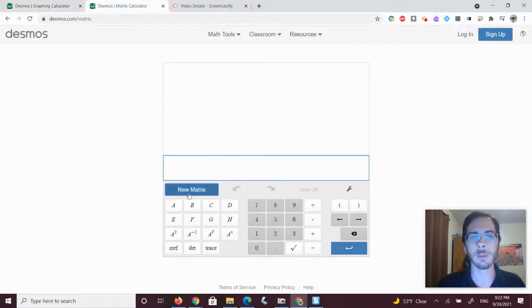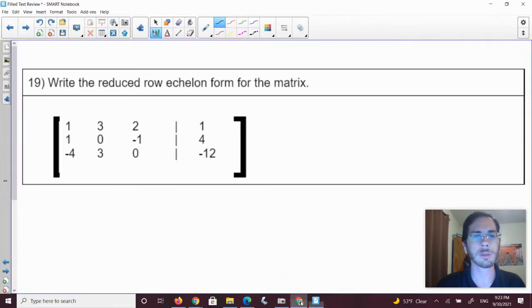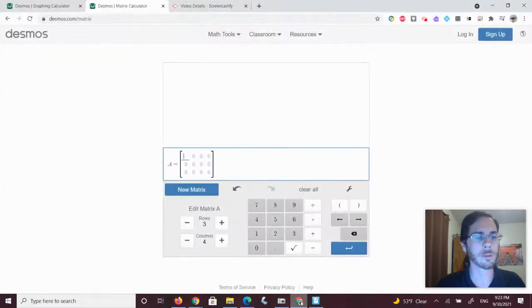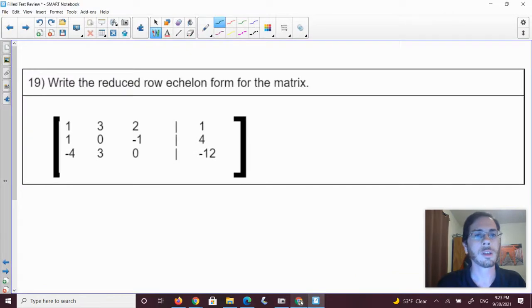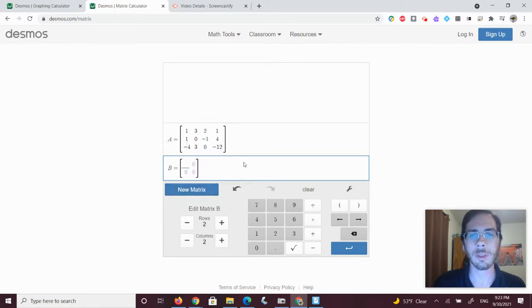So to do that, I want to do a new matrix, matrix A. I've got 3 rows and 4 columns. I've got 1, 1, negative 4, 4, I think this one was 3, 0, 3. And we got 2, negative 1, 0. I didn't even look to see what the last column was. 1, 4, negative 12, 4. All right, we locked that in. So we're good to go. All right, cool. Do I hit new matrix? I don't hit new matrix.